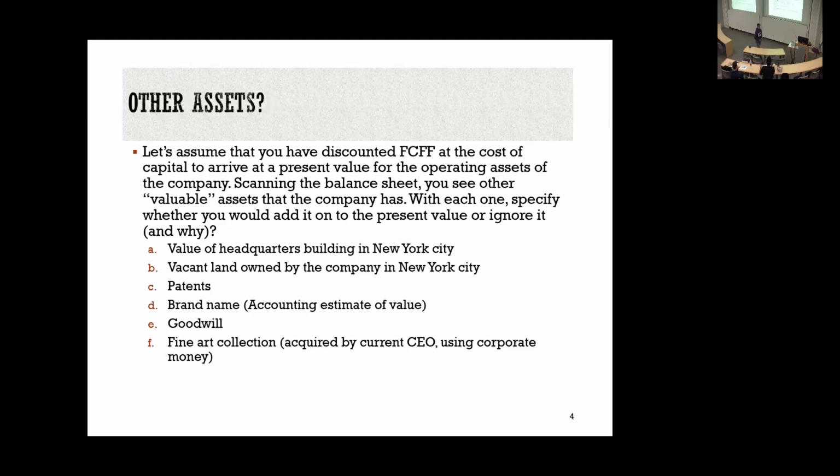So let's say you've dealt with cash, you've dealt with cross holdings, and you take a look at the accounting balance sheet, and you get tempted. Tempted to do what? To start adding other stuff on that's on the balance sheet. I'm going to go through a list of things, and you tell me whether, if you've done a discounted cash flow valuation, you would add these items on, and if you will, tell me why. If not, tell me why not. First, the company has a headquarters building in New York City, worth hundreds of millions of dollars. Would you add on the value?